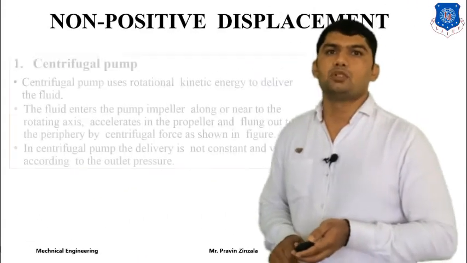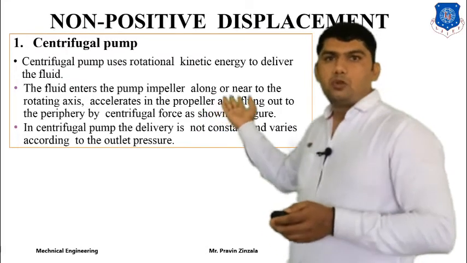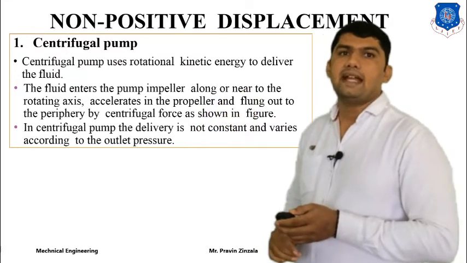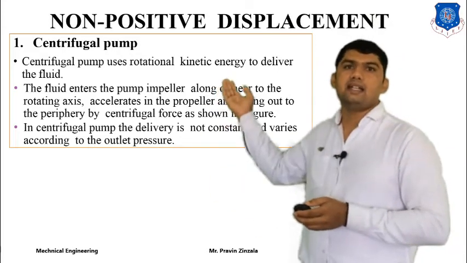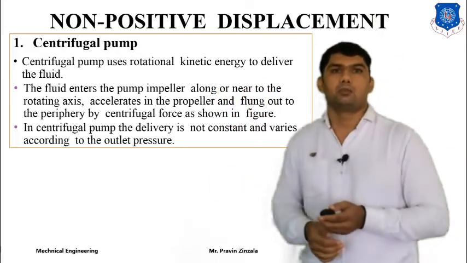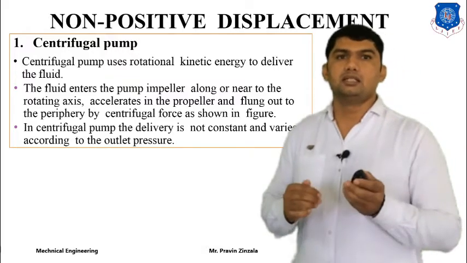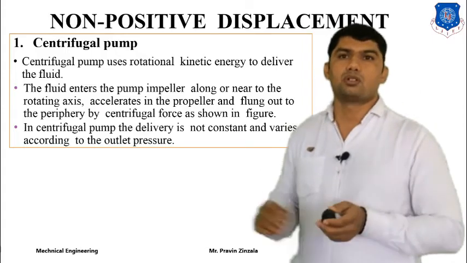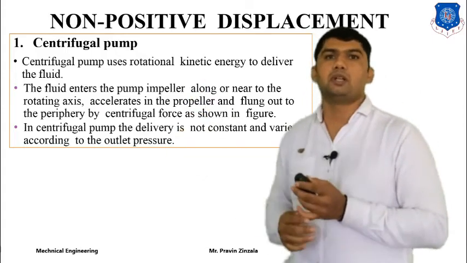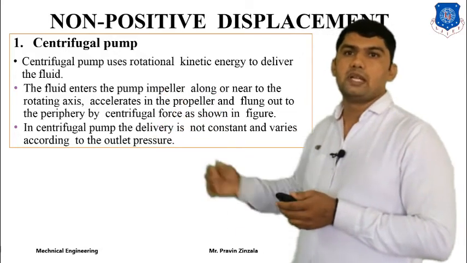Now we will discuss the non-positive displacement pump. An example of a non-positive displacement pump is the centrifugal pump. The centrifugal pump uses rotating kinetic energy to deliver the fluid. While in a positive displacement pump the output remains constant, meaning the flow rate is constant, in a non-positive displacement pump, if the output pressure increases, the flow rate will decrease.